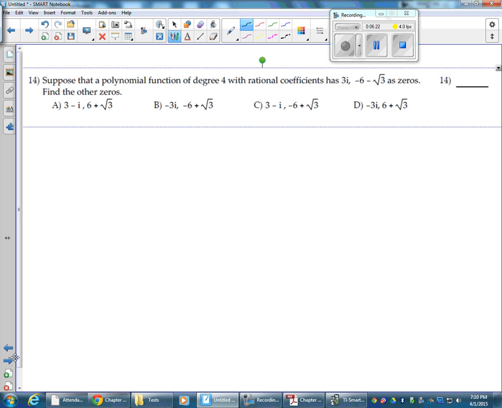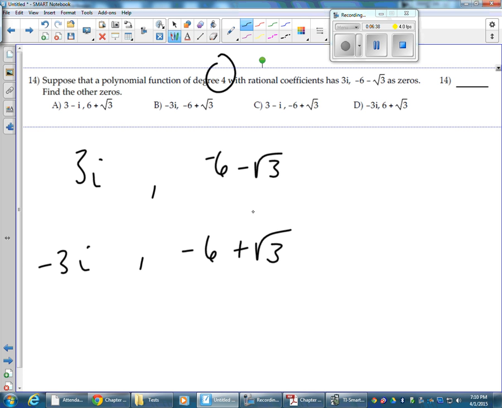All right, number 14. Again, degree 4, so I'm looking for 4 zeros. This time they tell me 3i is a zero, which means negative 3i is going to have to be a zero. And negative 6 minus the square root of 3 is a zero, which means negative 6 plus the square root of 3 is a zero. You don't change the negative 6. All you change is the minus to the plus right there. So I'm looking for negative 3i and negative 6 plus the square root of 3, which is B.